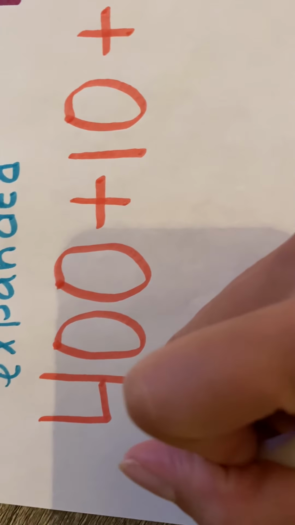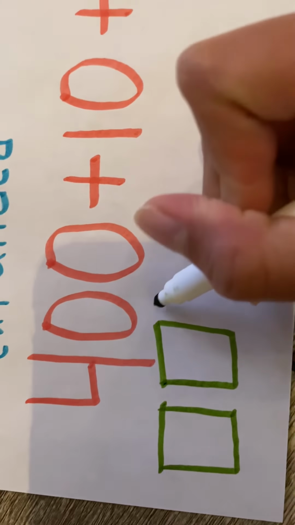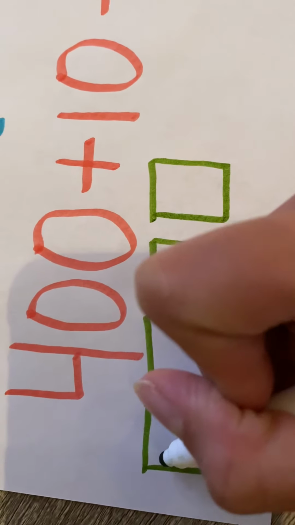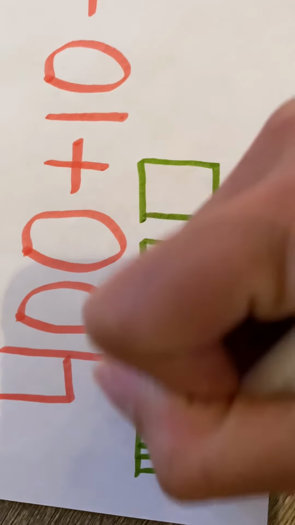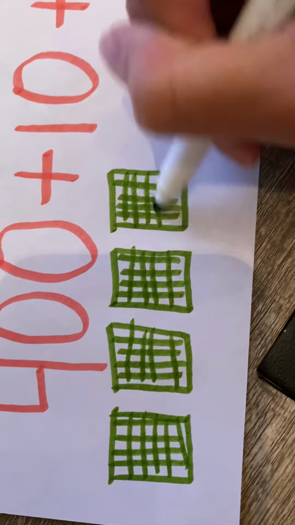Also, if it helps, you can draw the pictures of the base 10 blocks. I know this is 400. My 100 is a flat, so I would draw 4 of these because each of these is worth 100. So 1, 2, 3, 4. I'm just trying to draw it the best I can. Each of these is worth 100 and there are 4 of them, so that's 400 right there.